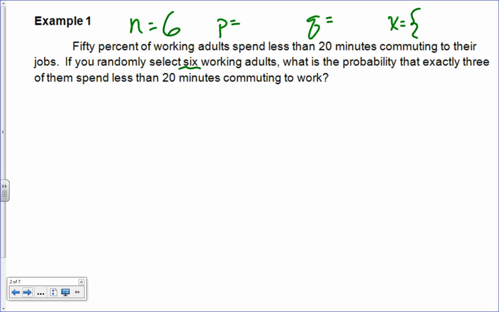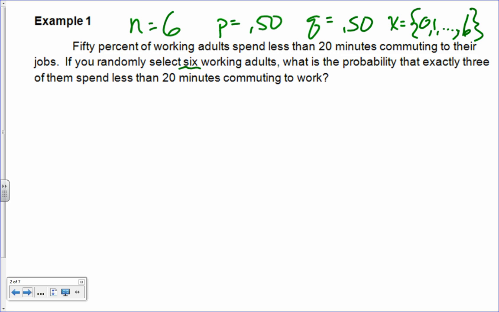Well, now P is probably not the 6 then, right? So we still got a 50, a 20, a 3. These are all numbers in this problem. Of them, which one is P? 0.5 or 50%. Very good. So then Q is also 50%, right? And our X values are 0, 1, all the way to 6.